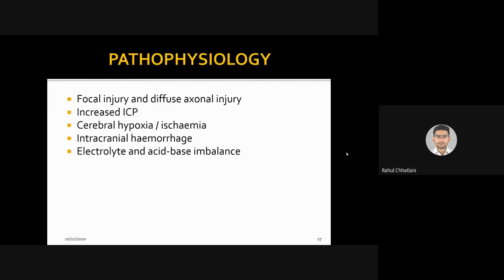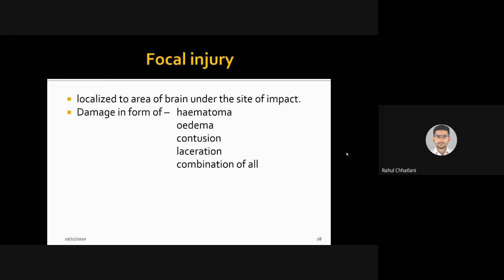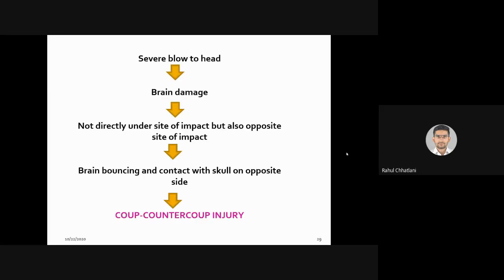Direct injury over a particular site will lead to signs and symptoms. So damage can be in the form of hematoma, edema, contusion, laceration, or a combination of all. A severe blow to the head leads to brain damage directly under the site of impact, but also to the opposite side of the impact, which is also termed the coup-contrecoup mechanism of injury.